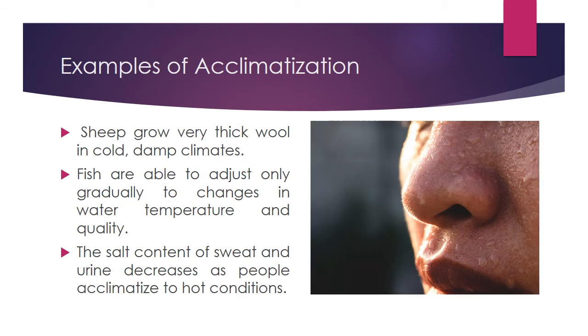Now here are some other examples of acclimatization. Sheep grow very thick wool when they are in cold climates, but as soon as they are shifted to warm climates, they start to grow a thin layer of wool. Then fish are able to adjust gradually to changes in water temperature and quality, and some of the fish that are brought into the aquarium, when they are not able to acclimatize to the environment, die in a few days' time. So this is why acclimatization is an important process for survival.